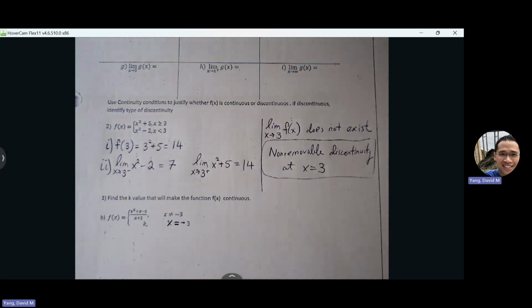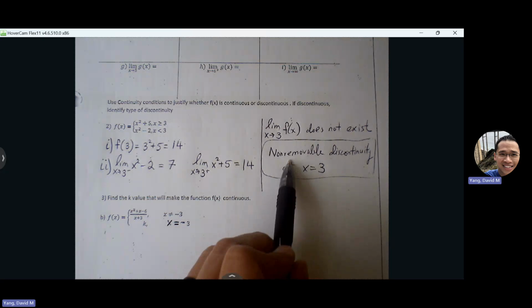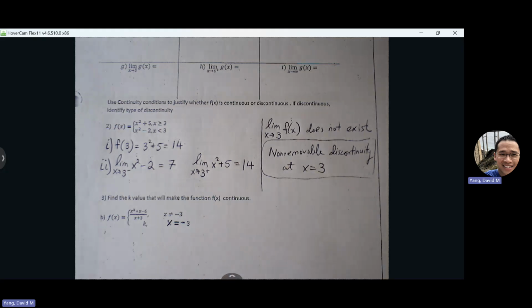And therefore, if the second condition fails, we stop. We know what type of discontinuity. It's going to be a non-removable discontinuity. Make sure you specify the location at x equals 3.